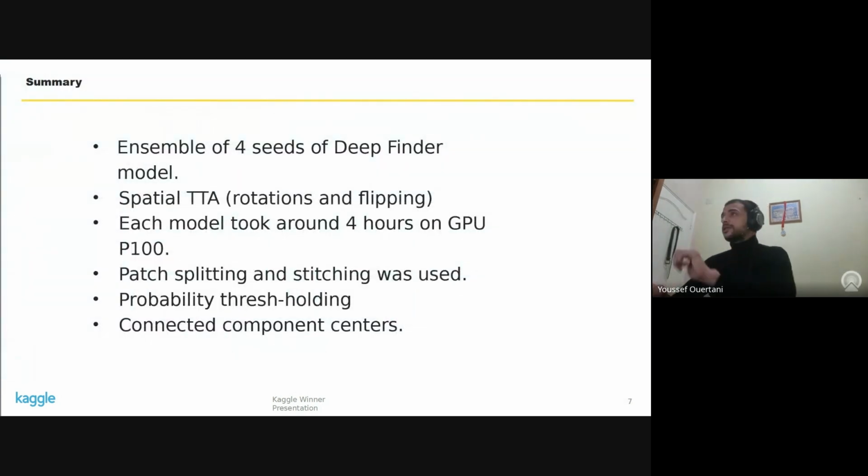Summary of my solution. My solution is one model architecture and I ensembled four seeds of the same model. I did test time augmentation, so spatial augmentations, rotations, and flippings. Each model took around 4 hours on a P100 GPU provided by Kaggle. Like other solutions, there was patch splitting and stitching, probability thresholding, and connected components, and centers were calculated.